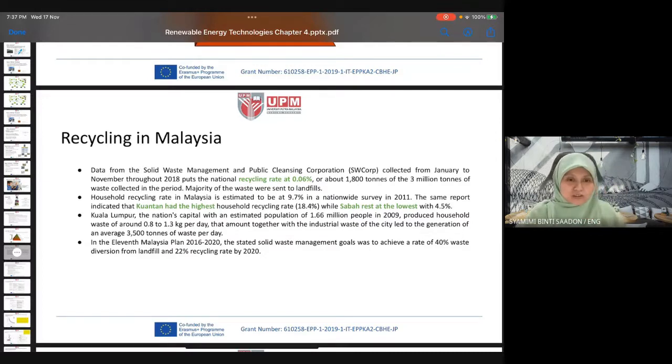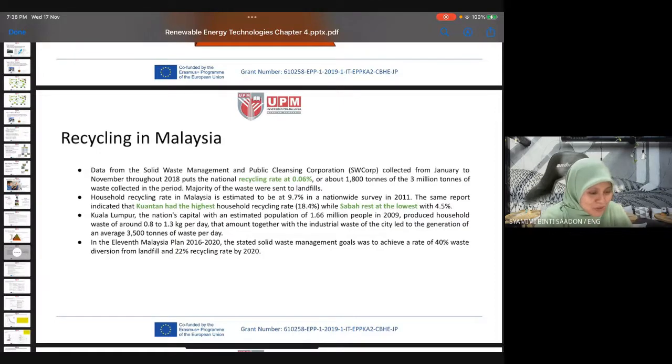But according to state, Kuantan has the highest household recycling rate, and Sabah ranks the lowest, about 4.5%. And currently in the past Malaysian plan, our national goal is to achieve around 40% waste diversion from landfill and a 20% recycling rate by 2030. But I didn't get the latest data on how much we were actually able to achieve.